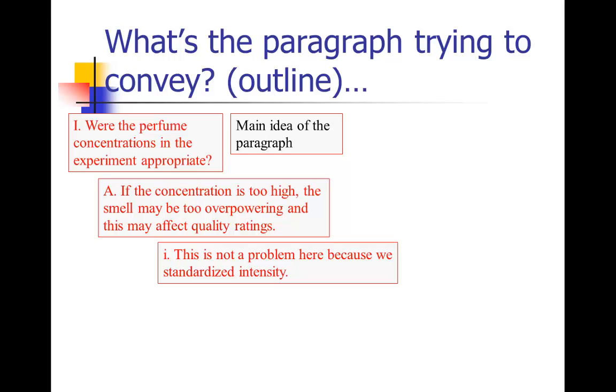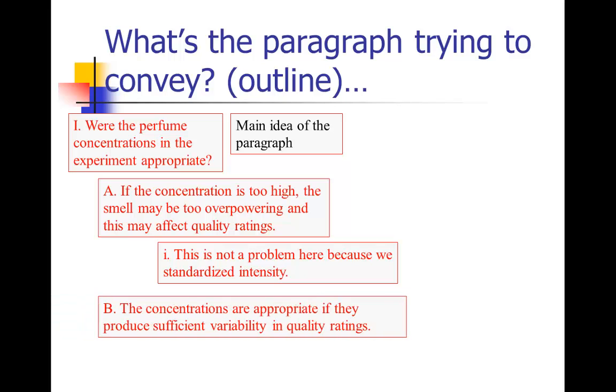Another thing that they need to think about in terms of the perfume concentrations, another potential problem, is that remember they were trying to correlate people's preferences for the perfumes with their genetic makeup. Well, if everybody rated the perfumes exactly the same, if there was no variation in the preferences, then you wouldn't be able to correlate that with genetic variation. So they are saying in their paragraph that one way to tell whether or not the concentrations are appropriate is simply if they have enough variability in their quality ratings, that's a good indication that that was the right concentration. It's at least good for the experiment because they can get enough variation to potentially correlate with genetic makeup.